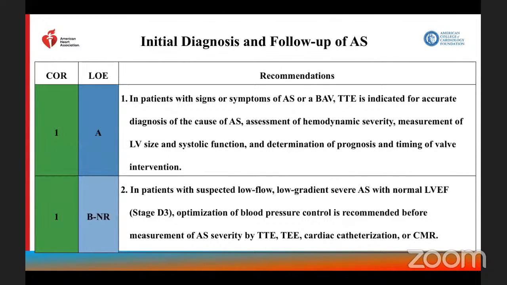In patients with suspected low flow, low gradient severe AS with normal left ventricle ejection fraction, which is stage D3, optimization of blood pressure control is recommended before measurement of the AS severity by transthoracic echo or transesophageal echo, cardiac catheterization, or cardiac magnetic resonance. It's a class 1B.